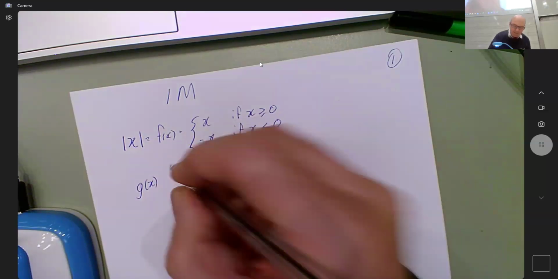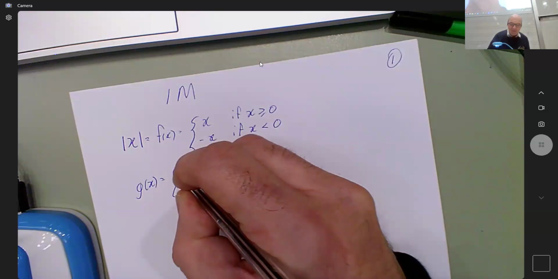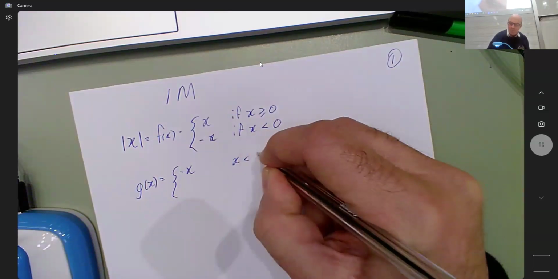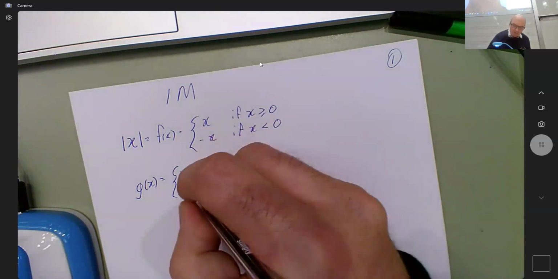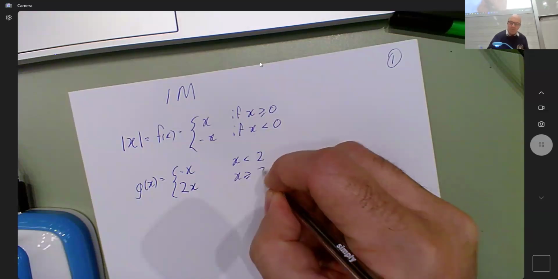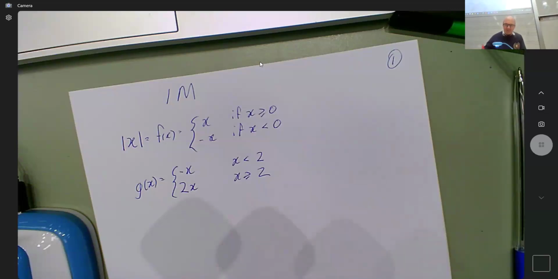G of x is equal to, and I have thought, what the hell? Looked interesting. Minus x for x less than 2. And I'm going to say 2x, x greater than or equal to 2. All right. This kind of surprised me. This is me making stuff up, right? So sometimes it does do the thing I want and sometimes it doesn't.